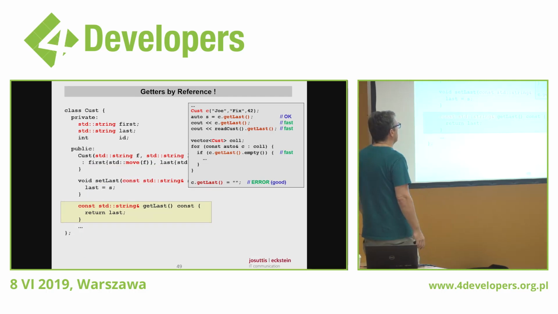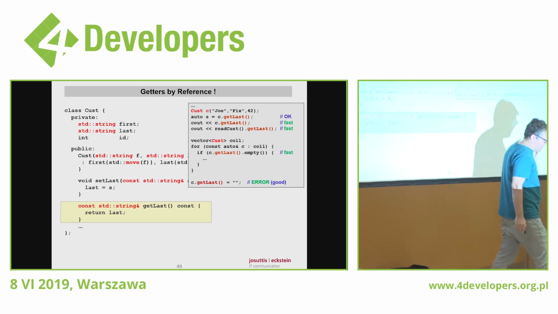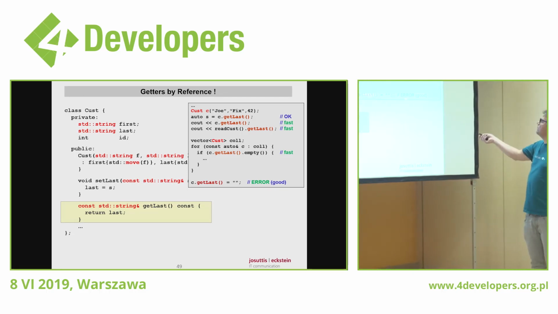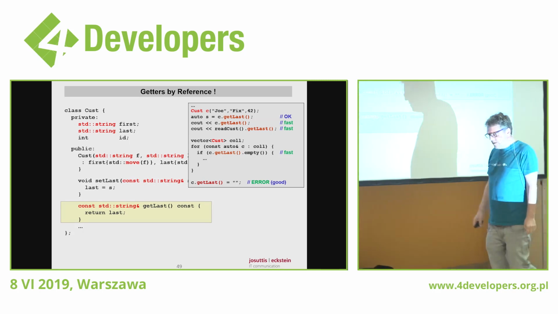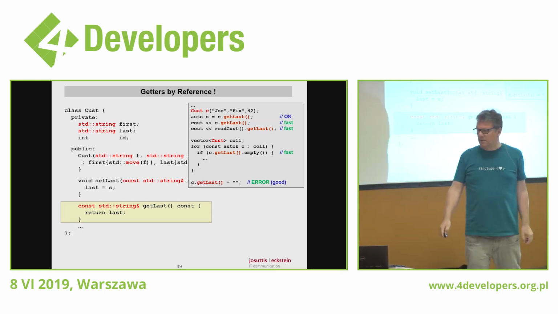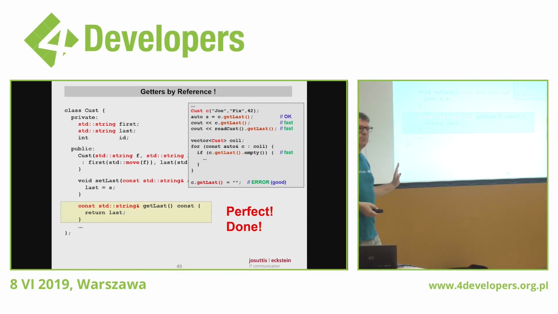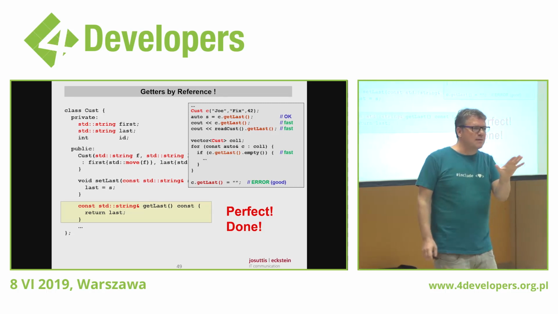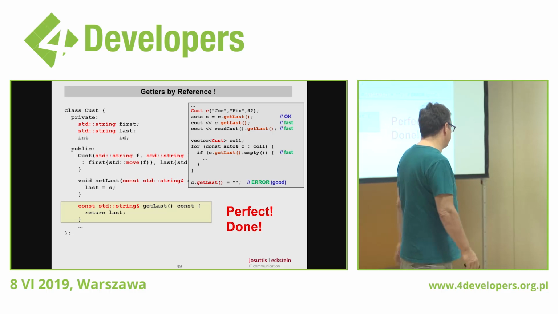So how about just const string reference as a getter? Everything is fast. This is an error. This should not work. It should not break, give direct access to our members. Good. Perfect, done. Once again, you have seen that before, perfect, done. Whenever there's perfect, done, you think you're done, but there is something wrong with this. So what's wrong with this?